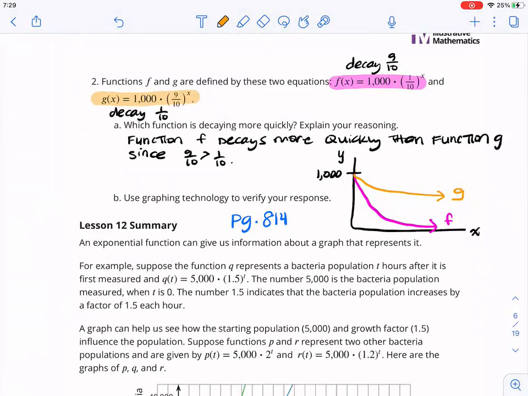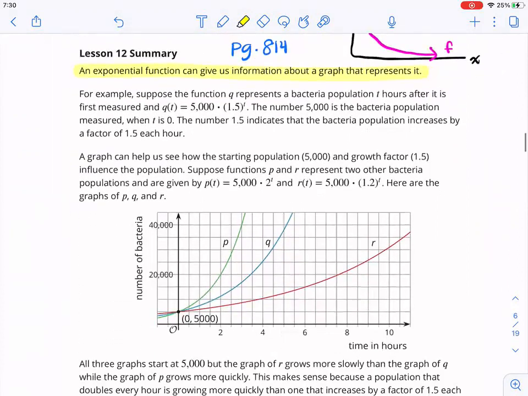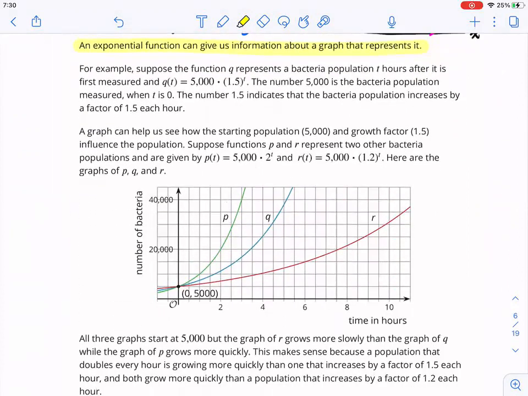All right, the lesson 12 summary is on page 814. And I'm going to have you highlight the first sentence. It says, an exponential function can give us information about a graph that represents it. So again, the biggest thing that you should recognize is the y-intercept, because the y-intercept gives you the initial value.